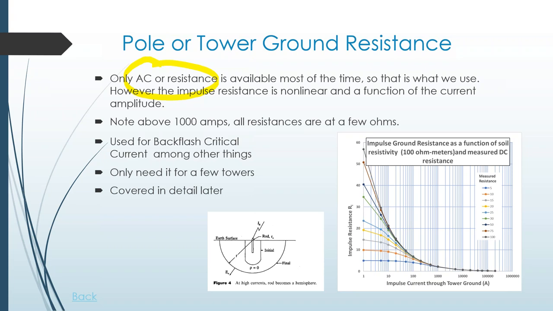Again, we'll talk about this more in detail later, but a ground rod or any kind of grounding mechanism ionizes the soil, and when it ionizes the soil, it reduces the resistance. It's a nonlinear function, and once you get up to currents that matter, all the resistances are down to a few ohms. And this is really important when we're talking about backflash rates. And what's positive is we only need to do it on a few towers because lightning only affects a few towers out. And again, we'll talk a lot more about this in a little bit.